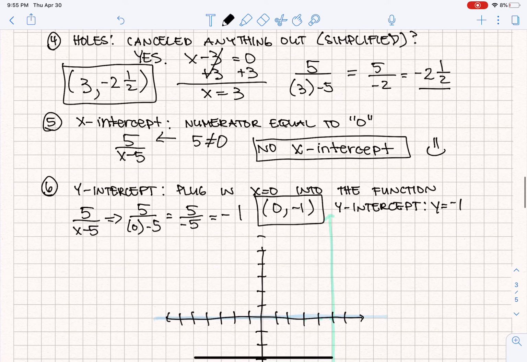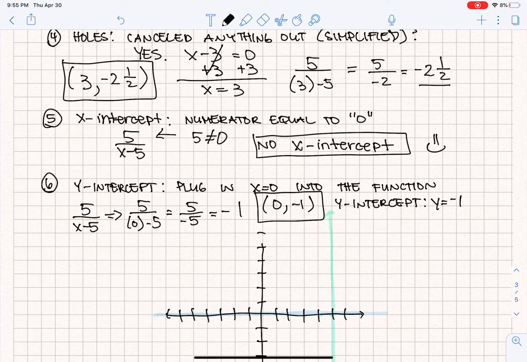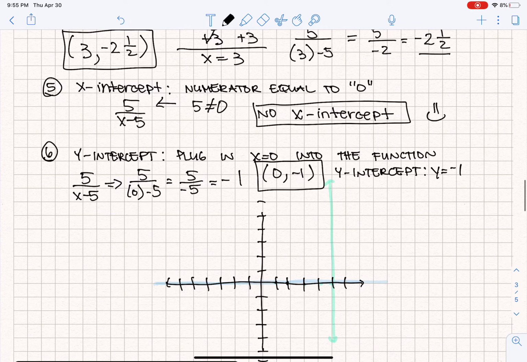All right, so let's put these on the graph. We have a hole at 3 and negative 2.5. So I'm going to go 1, 2, 3 down to 2.5. Oh, I don't fill it in. It's a hole. It is open. And then we do not have an x-intercept, so we just leave that part alone. Okay, so it's not gonna cross the x-axis anywhere. And then we graph our y-intercept 0, -1. So this is where it crosses the y-axis. Okay, cool. Now let's go to the third example.